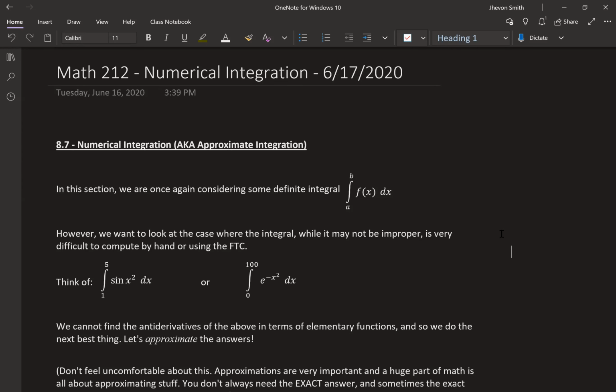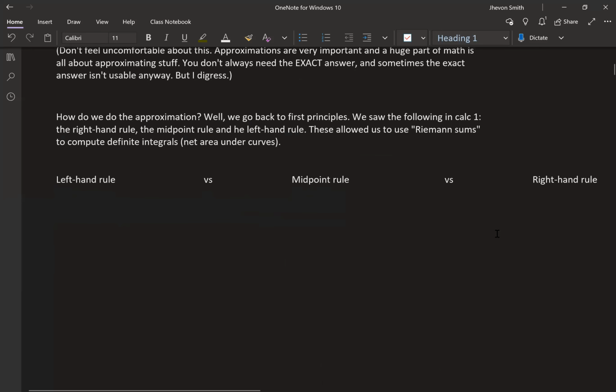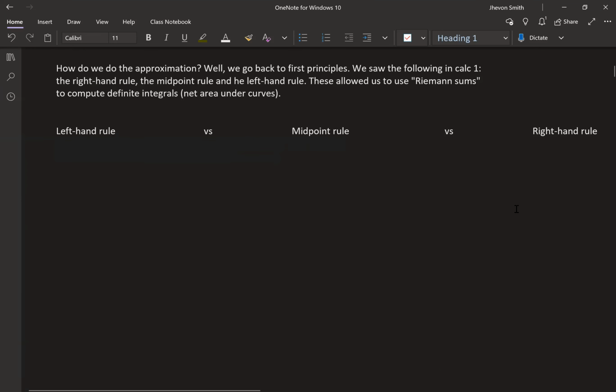So that's what we're going to do. We can't compute these integrals, so we're going to learn to approximate them. How do we approximate them? Well, we go back to first principles. You might recall back in Calc 1, we learned several methods to actually compute an integral.